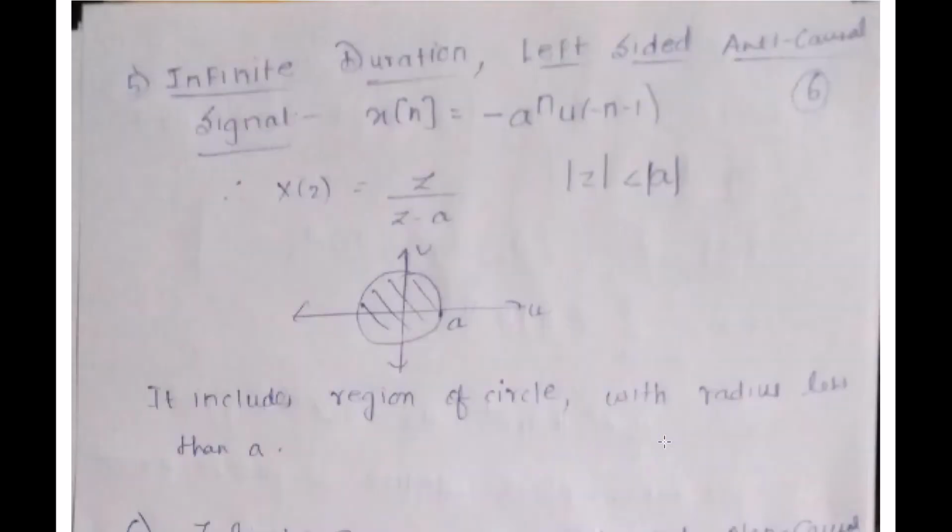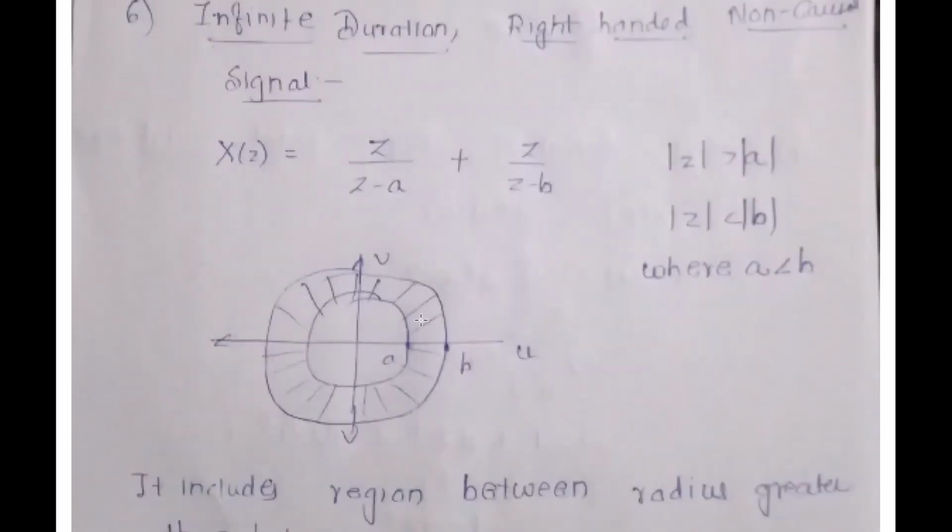Since it's a causal signal, we have mod z greater than mod a, where a indicates the radius of this particular circle. Next I have the infinite duration left-sided signal, in which you have x(n) equal to minus a raised to n, u(minus n minus 1), giving z upon z minus a, in which mod z is smaller than mod a. Now the entire circle is basically the plot in which mod z is smaller than mod a. Hence it is the inside part. And here if you see, I have z upon z minus a plus z upon z minus b. I can consider the mod z value greater than a, so this becomes my causal.